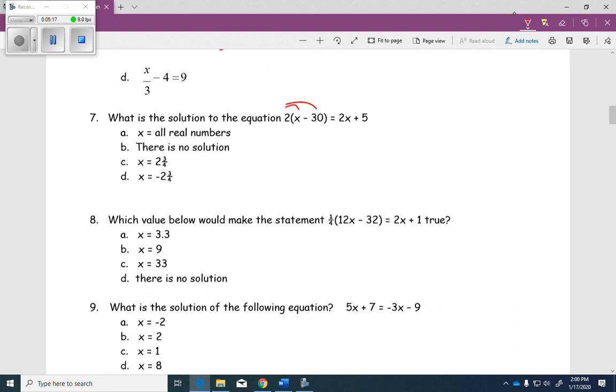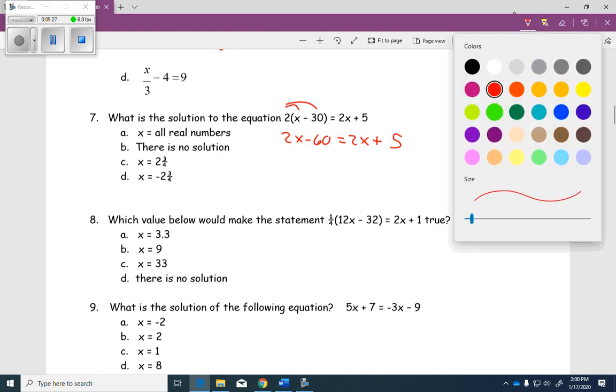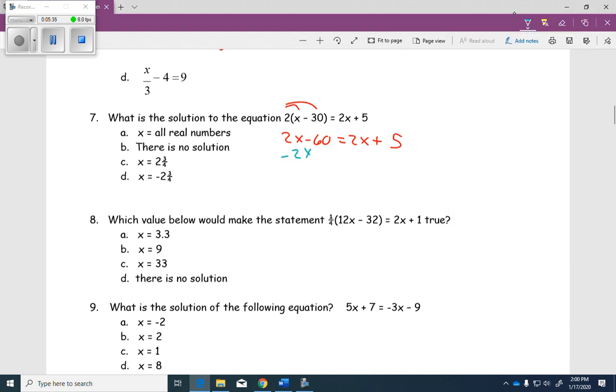The solution to this, 2x minus 60 equals 2x plus 5. This is a no solution. If you don't see it right now, then go ahead and subtract 2x from both sides. And what happens is the x's cancel out from each side. You're left with negative 60 equals 5, which really is not true. That's a no solution. Just so you know, part A, when it says x equals all real numbers, that means infinite number of solutions because it's all numbers, so that's an infinite.